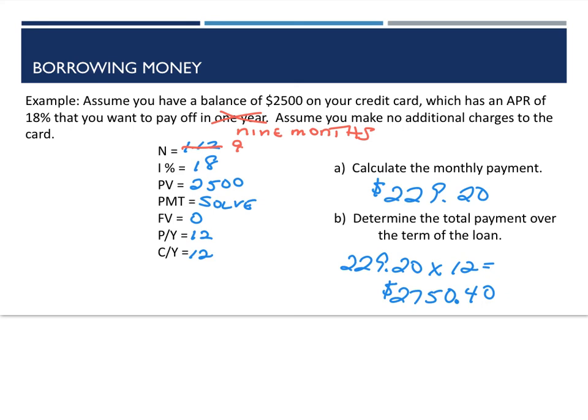If I did it in 9 months, my answer would be $299.02. But really, what I'm wanting you to make sure you realize is that if you're given an amount of time in months, that is your N. You don't do any multiplying for that.